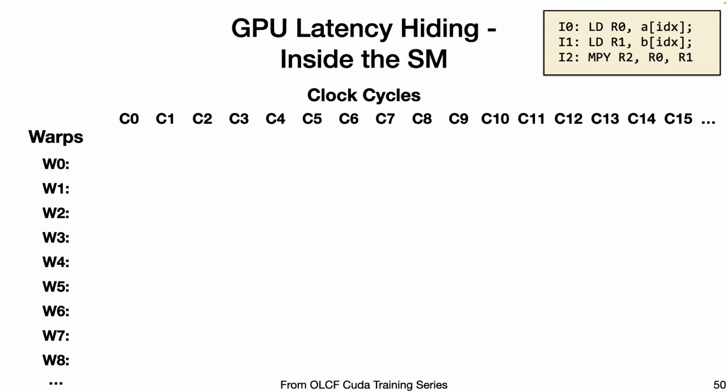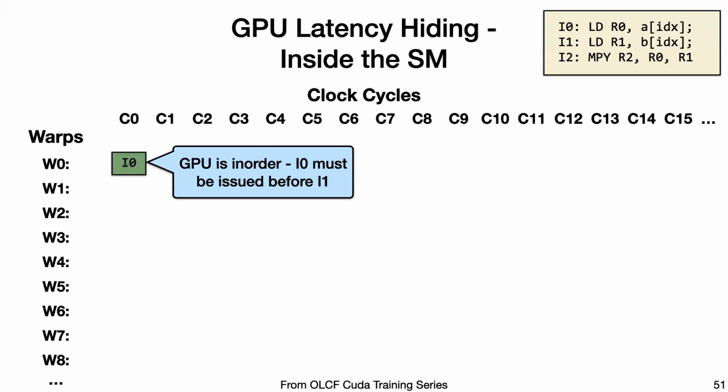And so you're running your program, and because it's in order, you first need to load R0. So you're going to load R0. Instruction 0 needs to get issued before instruction 1. Here we're just going to schedule it. The scheduler is just going to put it on warp 0. It doesn't actually matter what warp you put it on, but for now, you can put it on warp 0. And because there's latency, now you have to wait because this is a load, and a load takes a while.